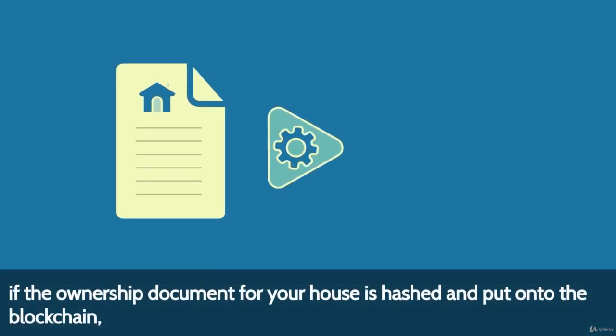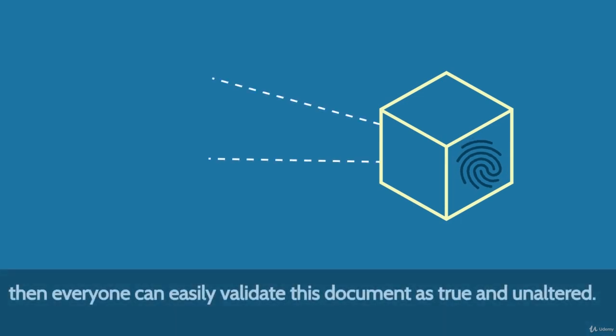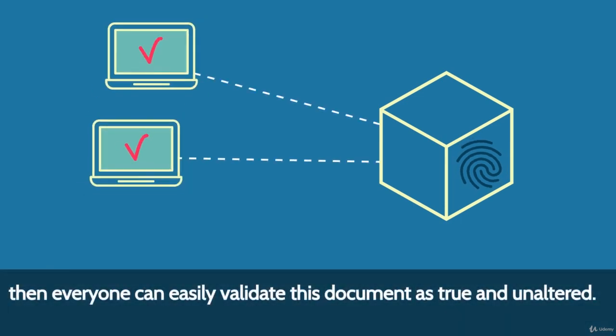For example, if the ownership document for your house is hashed and put onto the blockchain, then everyone can easily validate whether the document has been altered or not.